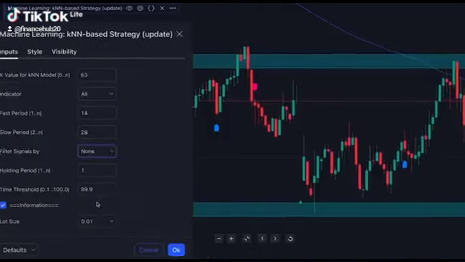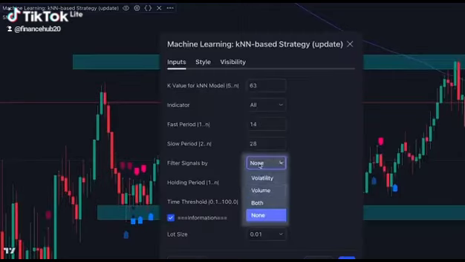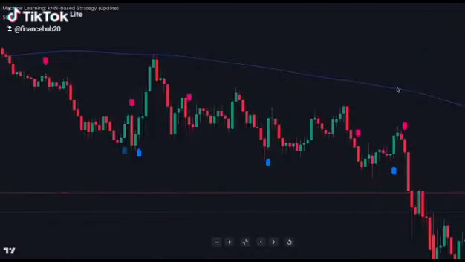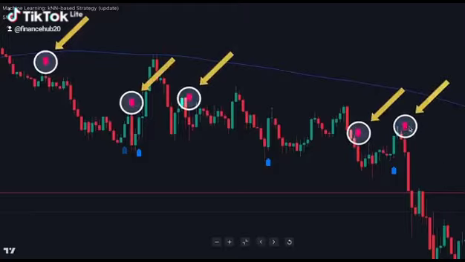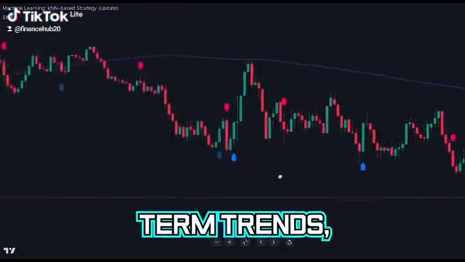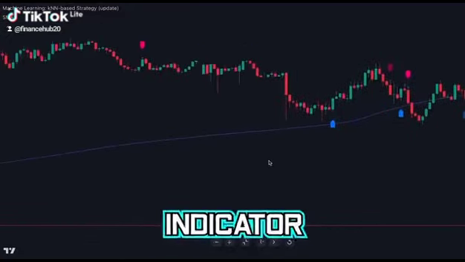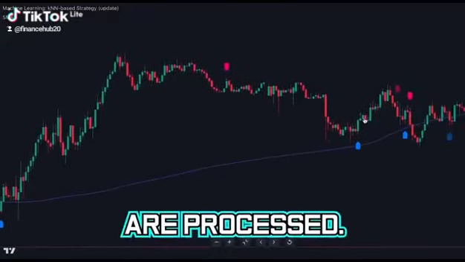If I set this to none, you will notice there are a lot more signals now being displayed on the chart, and quite a number of these signals are not good. So I would recommend leaving it on both. So once again, this indicator is good for short-term trading. If you are looking to get in and out of the market quickly, this might be a good indicator for you. The drawbacks are that this indicator does not do well in holding long-term trends, and there are occasionally times where this indicator will repaint signals in the replay mode due to how signals are processed.